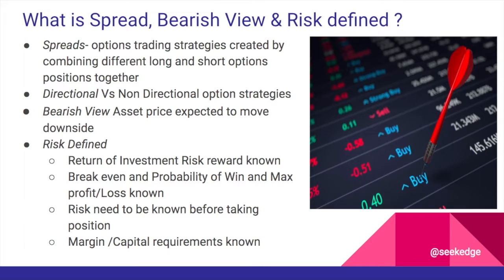What do we mean by risk defined? The risk is known. We know how much we're going to lose at maximum if we end up in the wrong way, if the price moves against what we wish it to be, right? So we know the maximum loss, we know the maximum profit, we know the capital that is involved, we know the return on investment, we know when we can come out without profit or loss, we know the probability of winning and the probability of losing. So all these parameters being known is what we call risk defined. Any option strategies of the nature we are studying, whether bullish, bearish, directional or non-directional, will have the risk defined.